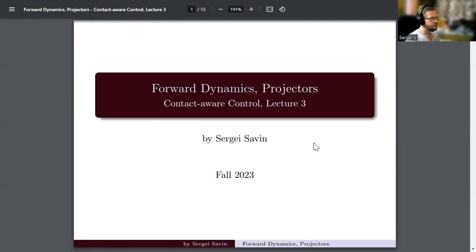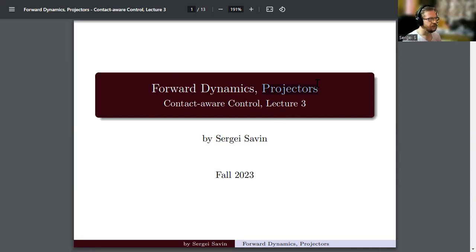I will explain exactly what it is, but it is a familiar term for you as a robotics student. You remember forward kinematics, inverse kinematics. You probably remember forward dynamics, inverse dynamics, right? So today, forward dynamics. But in a way, what I will focus on is not even forward dynamics so much as projectors. This is very related to forward dynamics, as you will see.